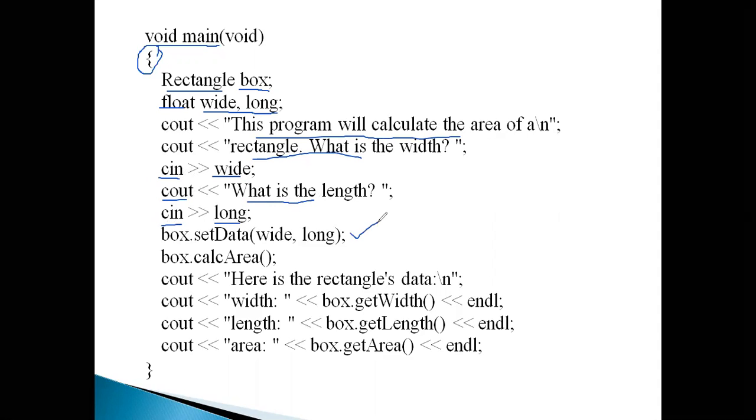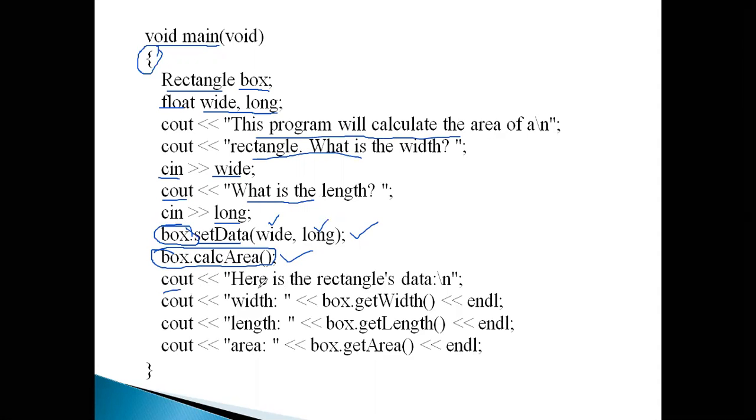Now I am calling the function set data. So the wide value and long value will be passed to the function set data, and I am executing set data by means of the object and dot operator. Similarly, I am going to call calc area. In order to call calc area, box dot calc area. So this is the way we work with these functions, executing the functions.